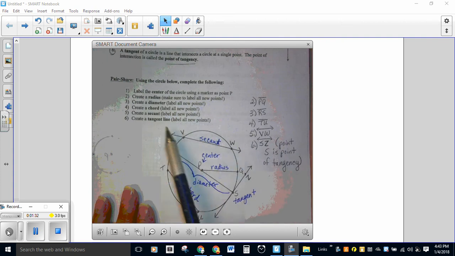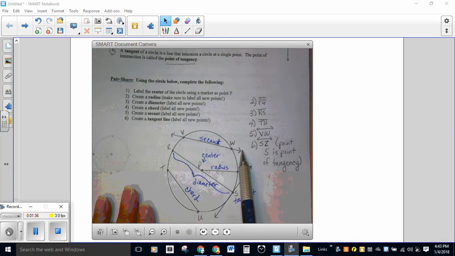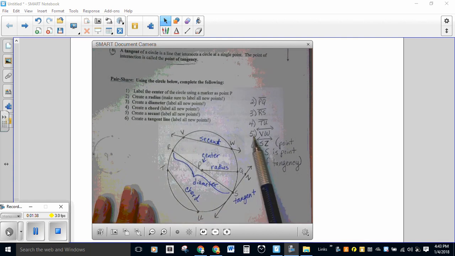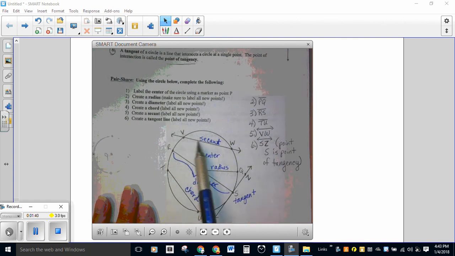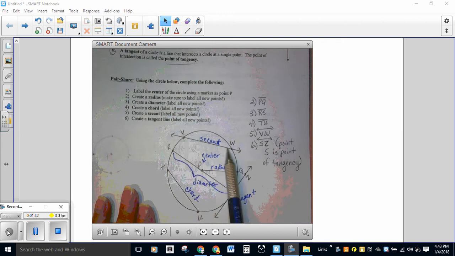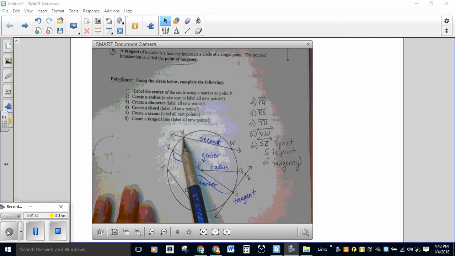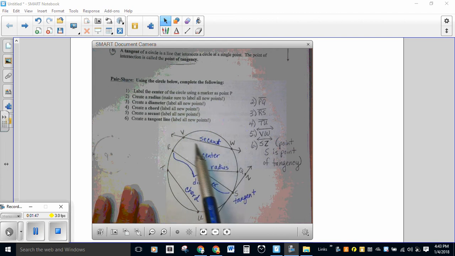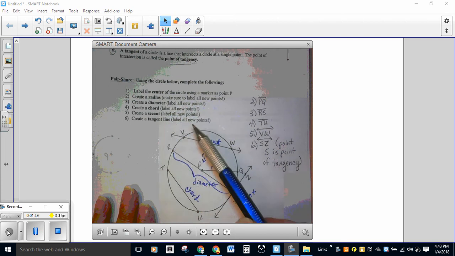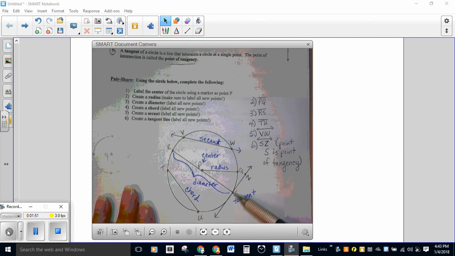A secant, we just said, was a line that intersects the circle at 2 points. Line meaning I put the arrows. So line VW is my secant. It also, as we talked about today in class, creates a chord. Line segment VW would be a chord. And the last thing is the tangent to the circle. So it is a line, so we have arrows. I drew it through point S. So my tangent line is line SZ, and point S is my point of tangency.